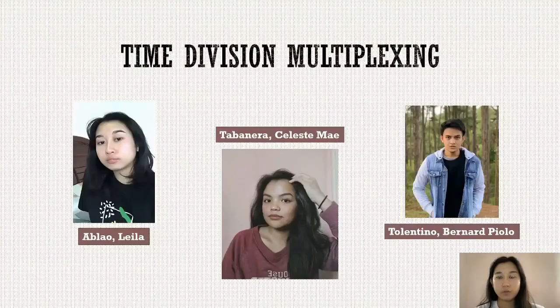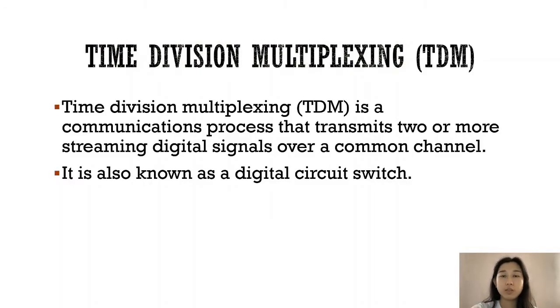In this video, we're going to talk about time division multiplexing, or TDM. So what exactly is TDM? TDM, or time division multiplexing, is a communications process that transmits two or more streaming digital signals over a common channel. It is also known as a digital circuit switch.